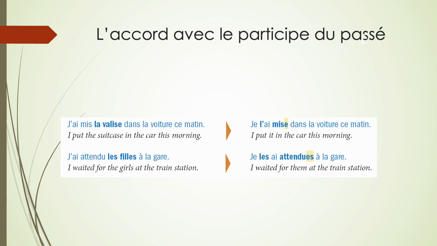Okay, let's look at another example. J'ai attendu les filles à la gare. Les filles is plural and feminine, so we're going to replace it with les. Je les ai attendues à la gare. And so because we have a feminine and plural direct object in front of the verb, we're going to add an E and an S. Je les ai attendues à la gare.